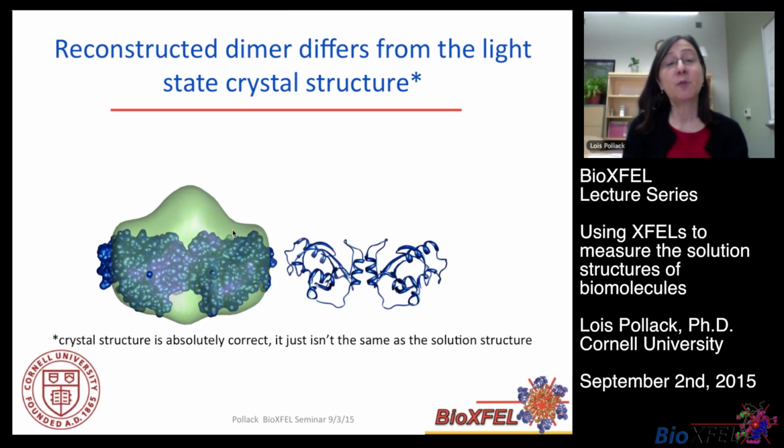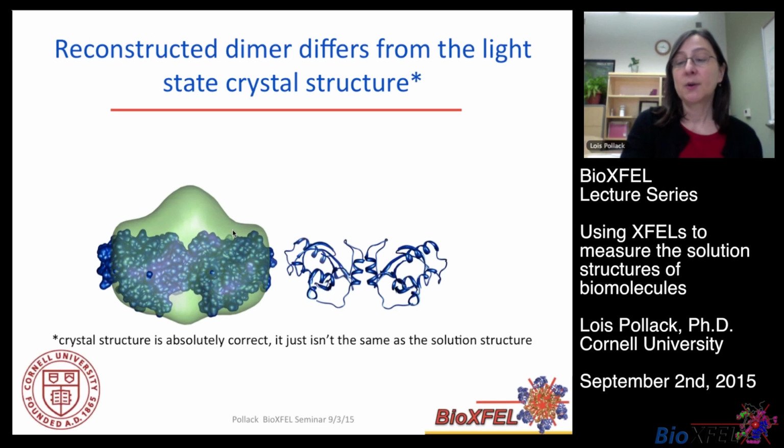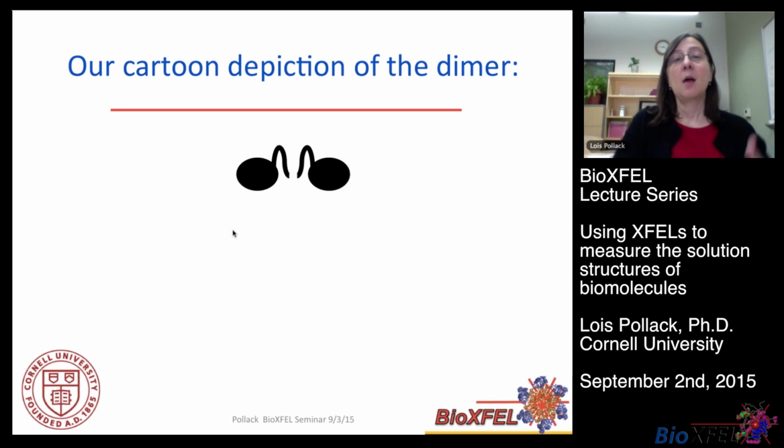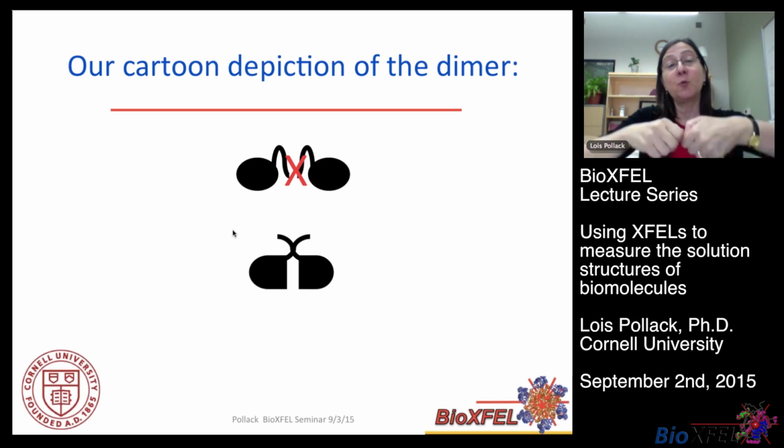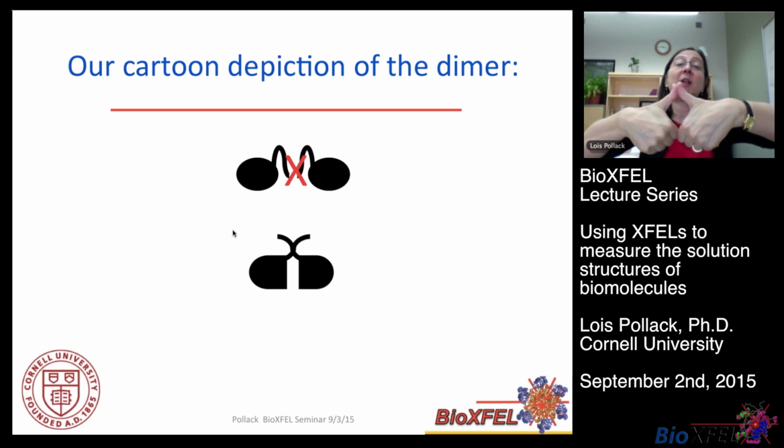And so the point is, of course, the crystal structure is absolutely correct. That's the way the proteins interact in the crystal. It's just that it's not the same as the solution structure. So in fact, this is a kind of cartoon depiction. This is what we thought the dimer was going to look like, but in fact we're wrong, and it turns out it looks very much like this.